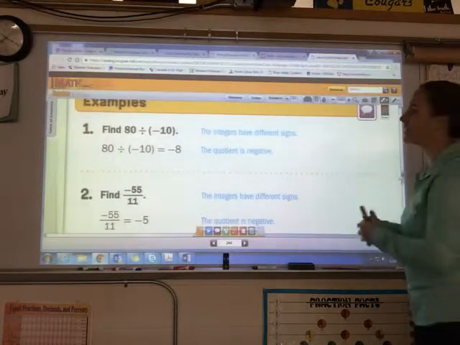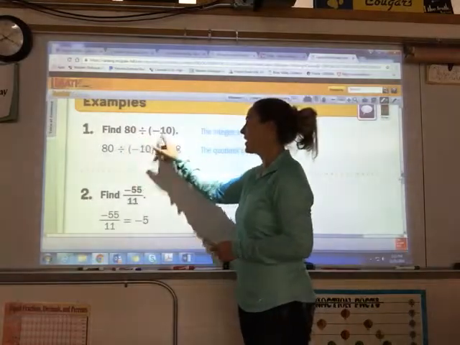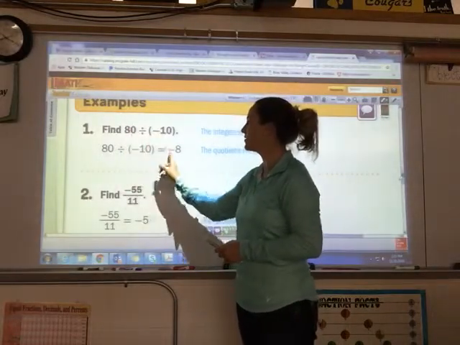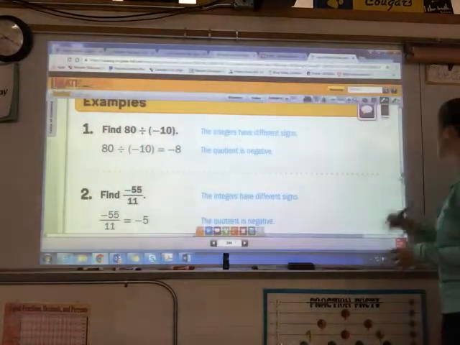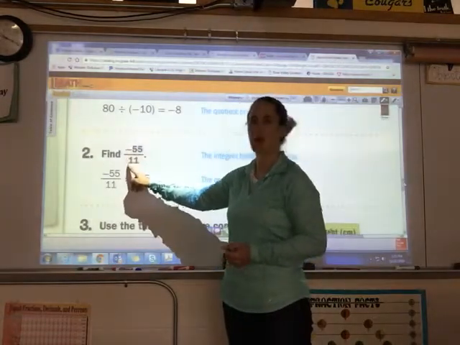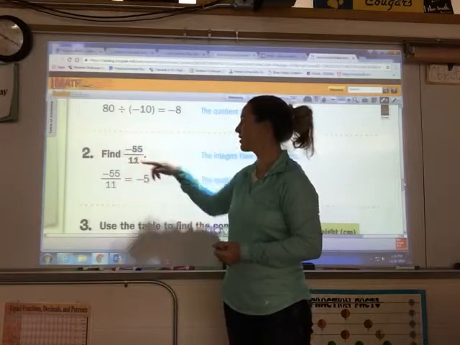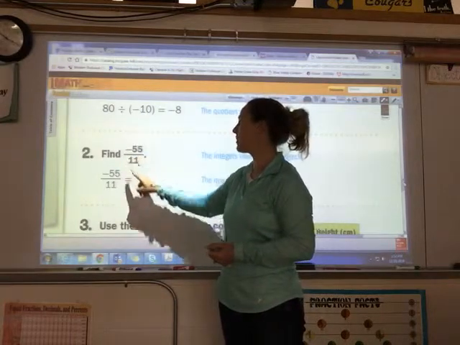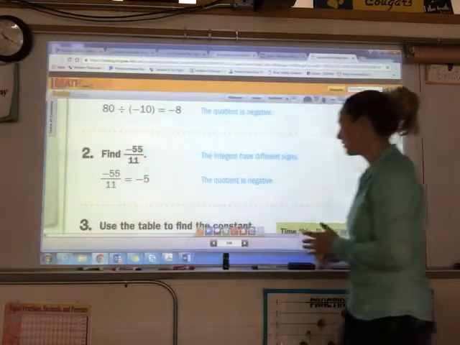First example, you can see I've got a positive divided by a negative. I've got two different signs, so therefore my answer is going to be a negative. Same thing on number 2: a negative number divided by a positive number. They're using the fraction bar for division here. Negative divided by a positive is going to be a negative as well.